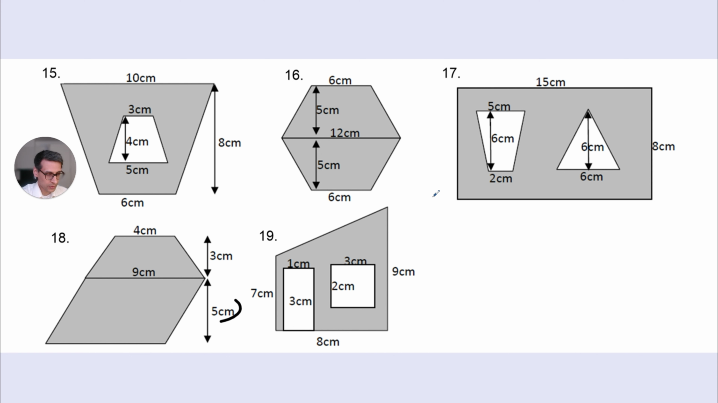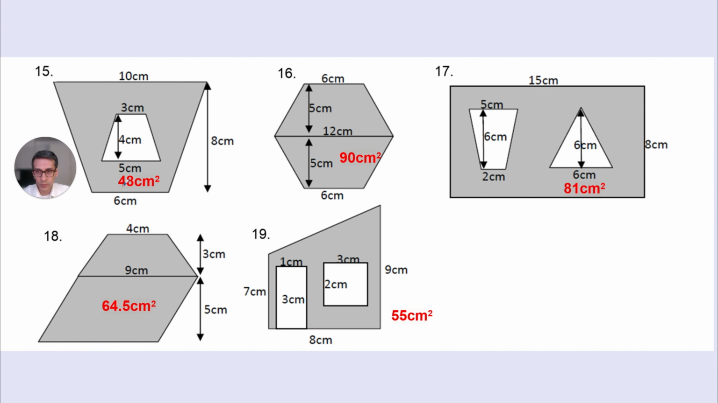So here come the answers. I'm not going to go through these in detail. You've got 48, 90, 81, 64.5 and 55. Okay, so that's area of a trapezium done. We have looked at areas of rectangles, triangles, parallelograms and trapeziums. We are now going to be looking at compound shapes.